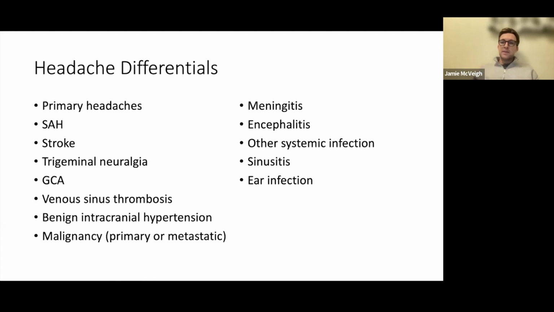And then stroke typically doesn't present with a headache, but it can. Often posterior strokes and basilar strokes can, as well as reduced consciousness, and then classic features of a stroke depending on where the lesion is. And that's delving more into sort of neurology.